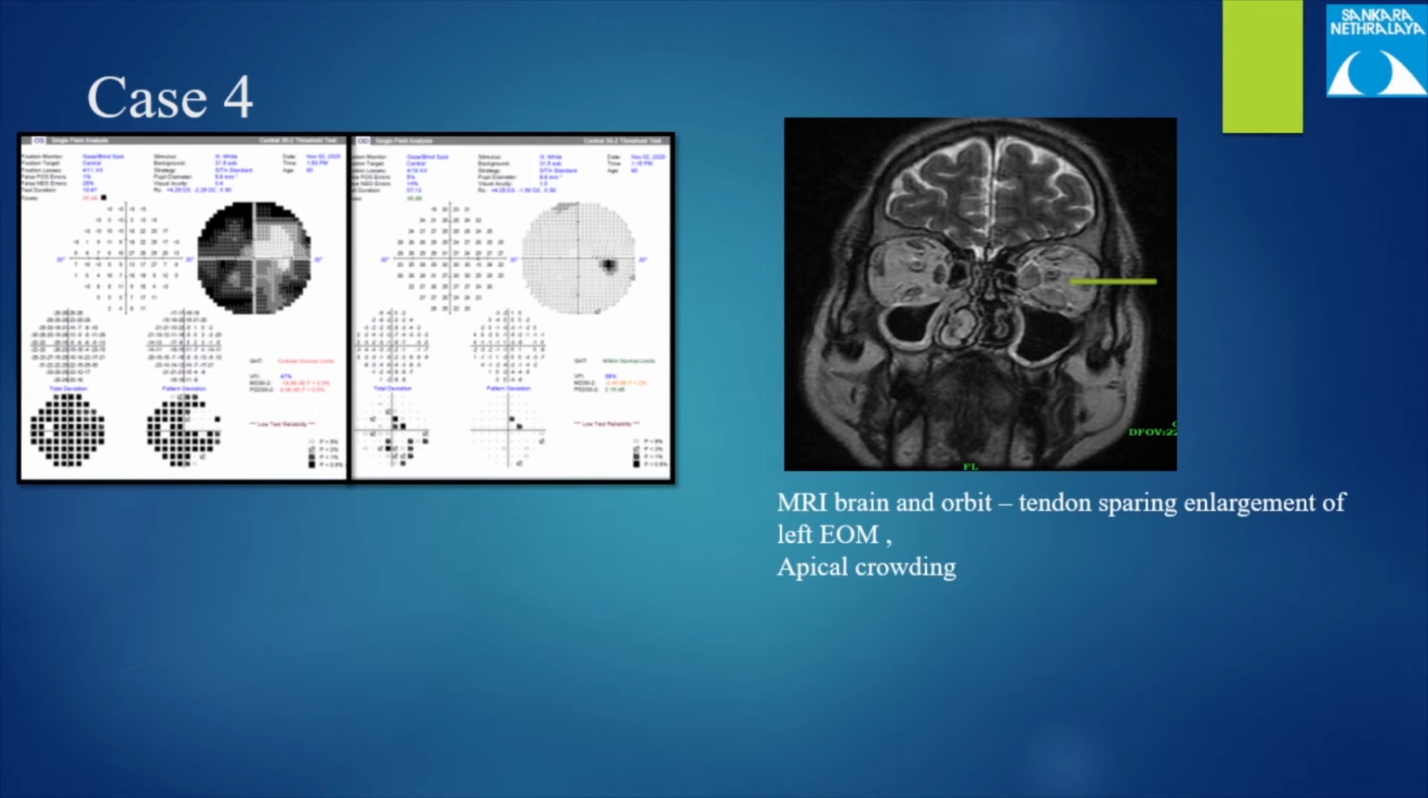If tendons are involved, which condition is it? Not sure, ma'am. Anybody can help him? Inflammatory orbital myositis, inflammatory conditions. Okay. So this patient had apical crowding also because of the enlarged EOM.